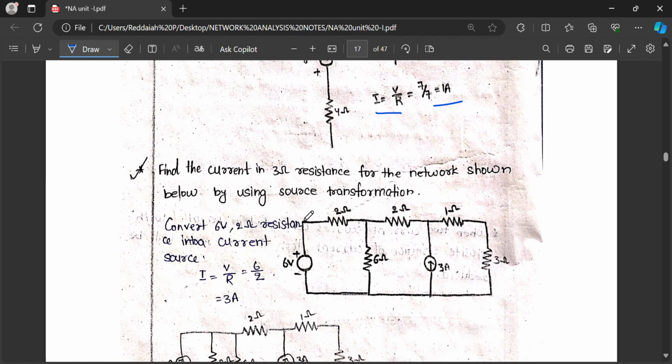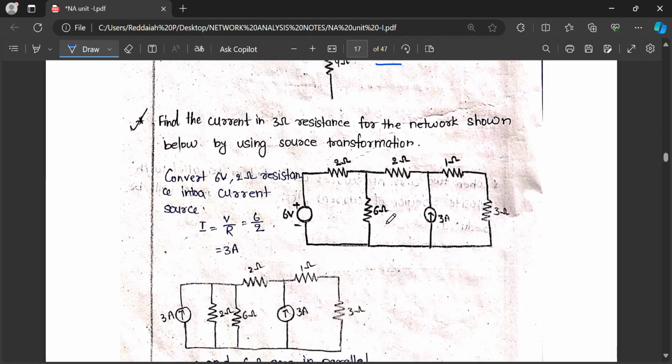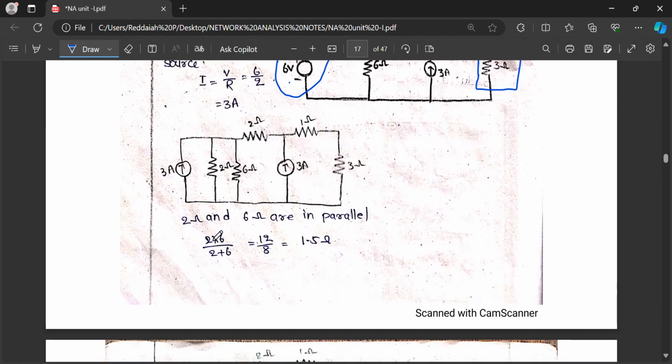Find the current in the 3 ohm resistance for the network shown below by using the source transformation technique. How to find the current in the 3 ohm resistance? The 3 ohm resistor is this one in the circuit. By using source transformation we can find it. 6 volts, 2 ohm, 2 ohm, 6 ohm, 1 ohm are there. Convert the 6 volts 2 ohm resistor into a current source. I equal to V by R, 6 by 2, 3 amps, and the parallel resistance is 2 ohm.